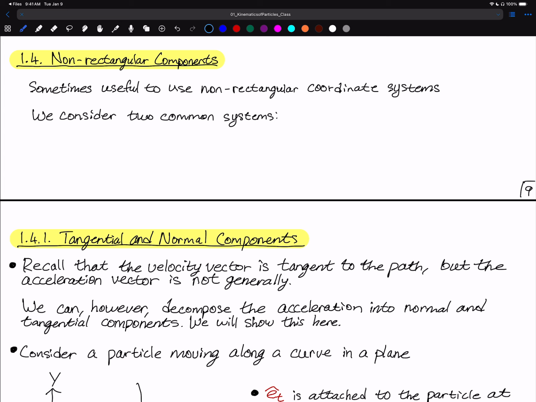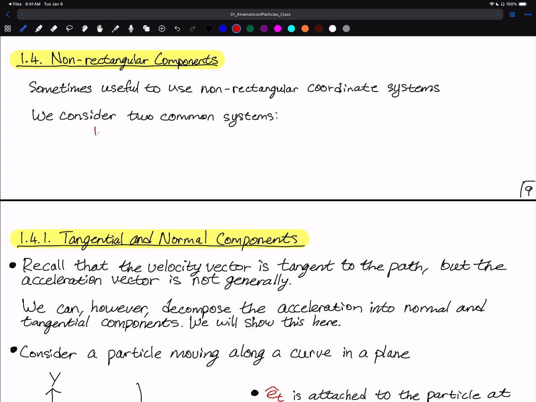In this video, we're going to start discussing non-rectangular components. Sometimes it is very useful to use non-rectangular coordinate systems. You may have seen things like cylindrical coordinate systems or polar in the past. We're going to consider two common systems here.